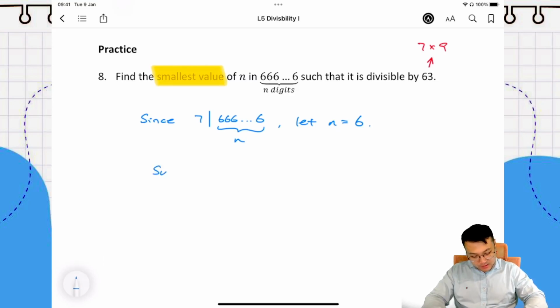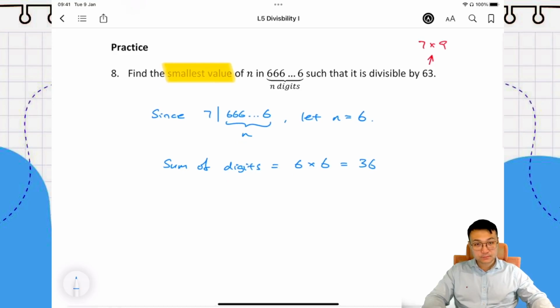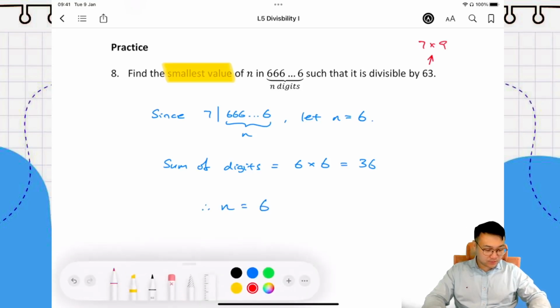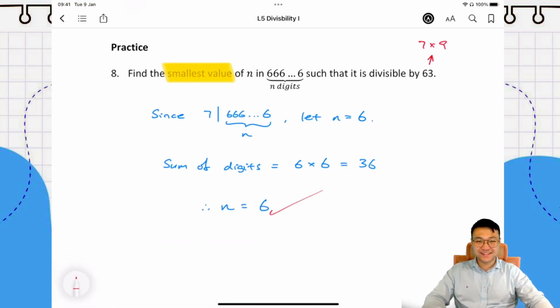So let's try to find the sum of digits. 666,666. You add all, 36. Is this divisible by 9? Yes. So what is the value of n? 6. There you go. Easy or not? You just need to do 7, then do 9, right? Oh, very good. Thank you, Matthew. Well done, okay?